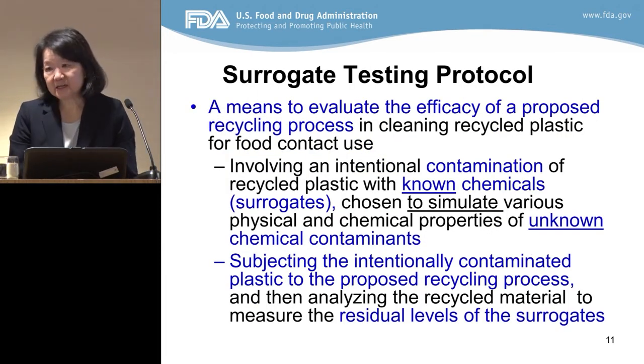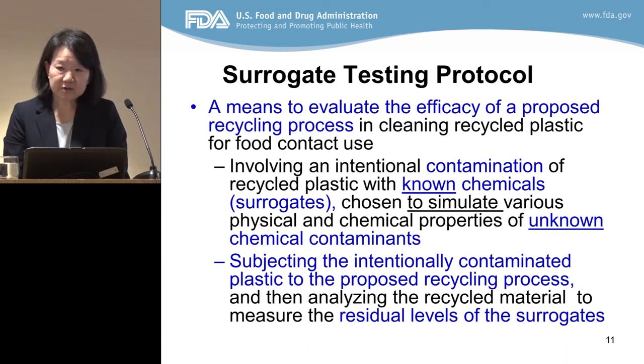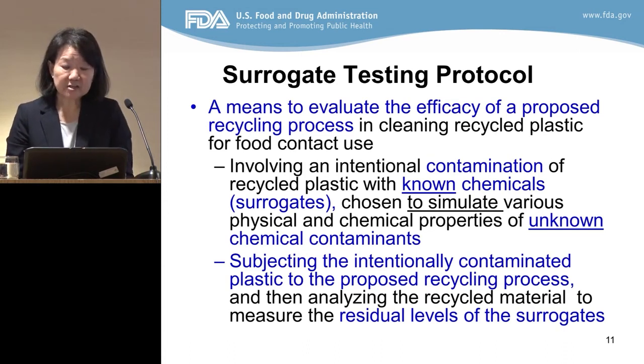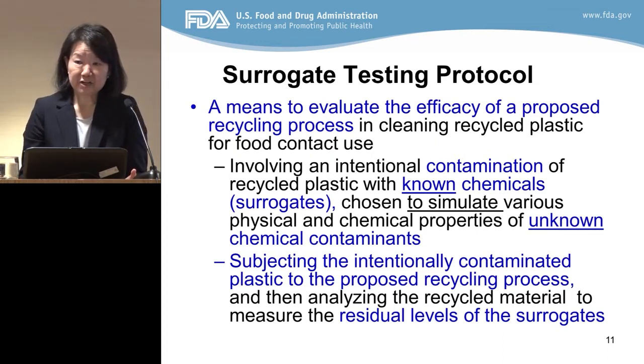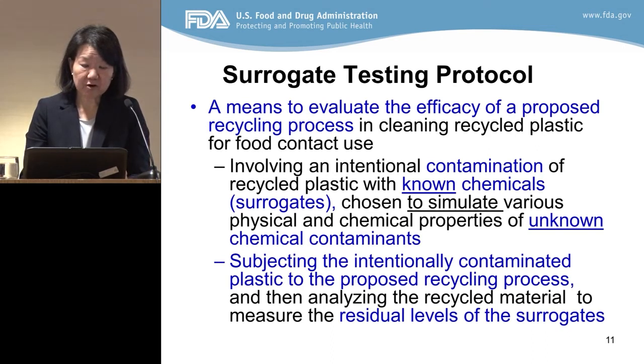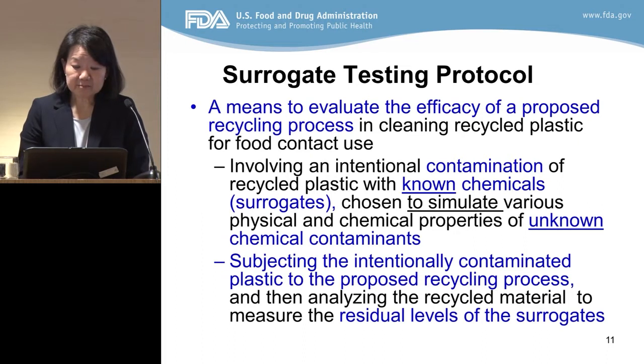Why do we need the surrogate testing protocol? As I mentioned, because the contamination in the bottle or in the plastic container is unknown. We need to capture the possibility of what the chemical there would be, to make sure that it has been removed during the recycling process. So we recommend using known chemicals, called surrogates, that are specifically chosen to simulate the various physical and chemical properties of unknown chemical contaminants.